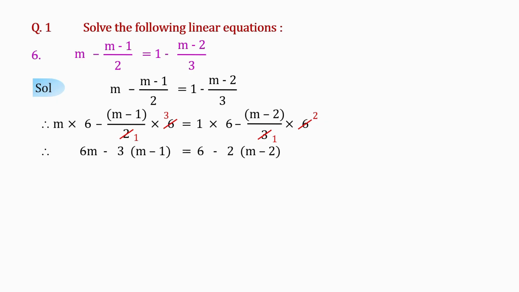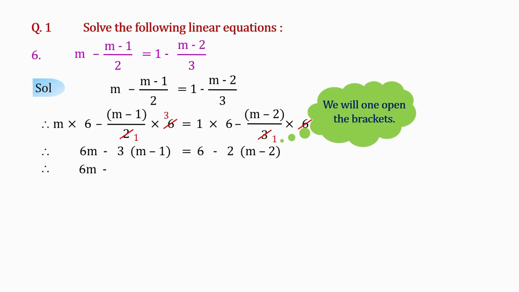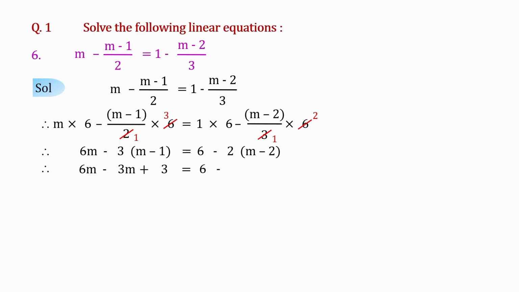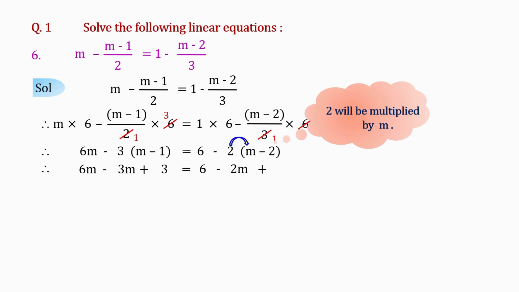So now it is in a more simplified form. Now we are going to open the bracket. So 3 will be multiplied by m. Now be careful about this step, because −3 is going to multiply with −1, that's why it becomes +3. And in this case, we are going to open the bracket. So 2 will be multiplied with m, that is 2m. Now again be careful about this step: −2 with −2 will become +4.